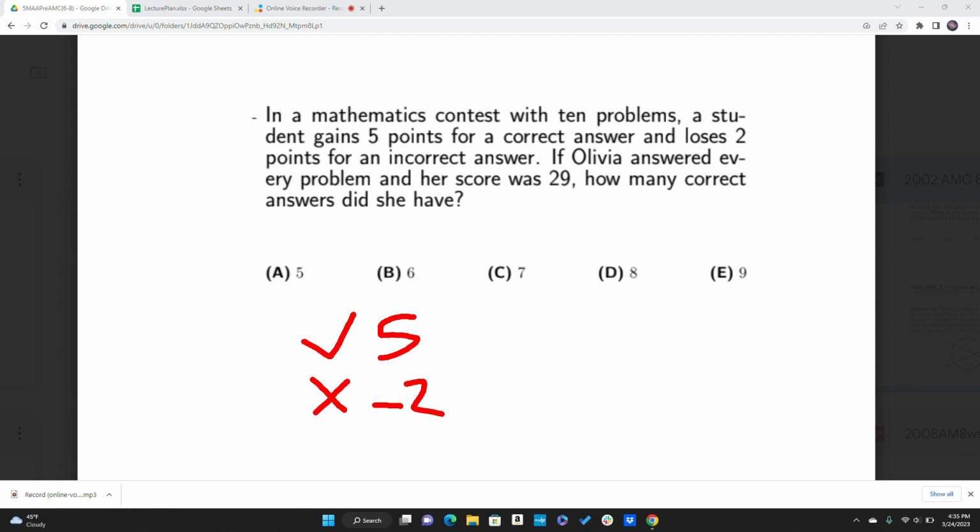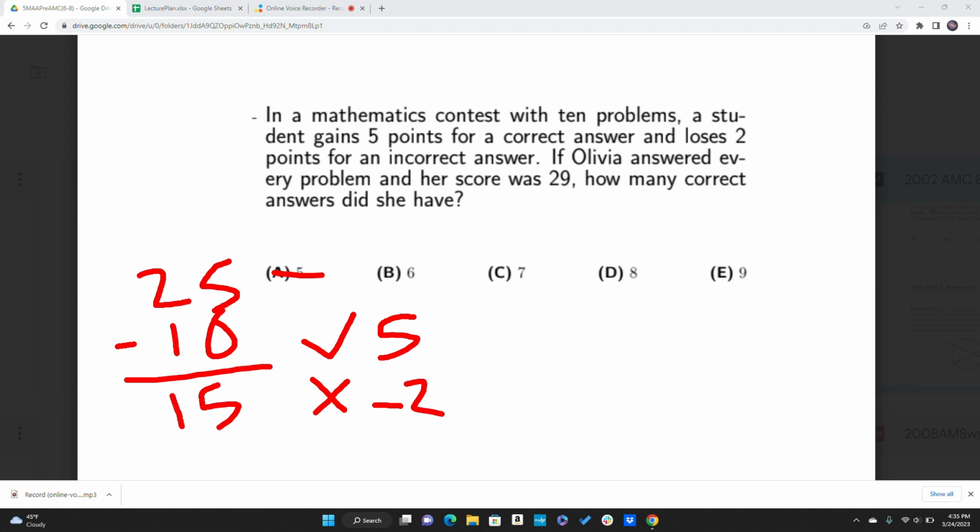So we know that Olivia got some wrong. So let's figure out how many she got wrong to figure out how many were correct. Why don't we start with A? Let's say Olivia got 5 questions right. So if she got 5 right, that means she'd have 5 times 5, she'd have 25 points. Minus the 5 that she got wrong, right? Because if there's 5 right, then there's 5 wrong if there's a 10-question test. So 5 times 2, that's minus 10 points. So 25 minus 10, that's 15 points she would have if she answered every question and got 5 right and 5 wrong. So that's not what happened, right? Because we want a score of 29.